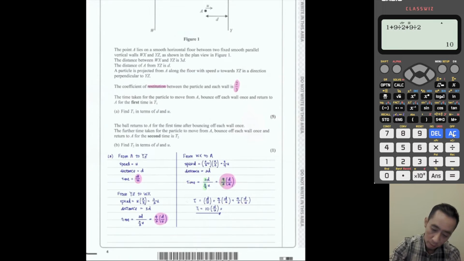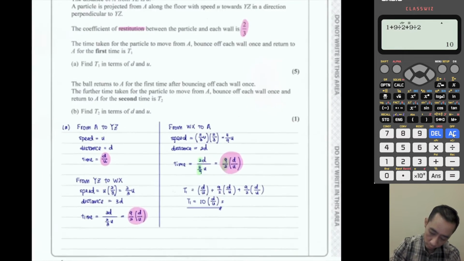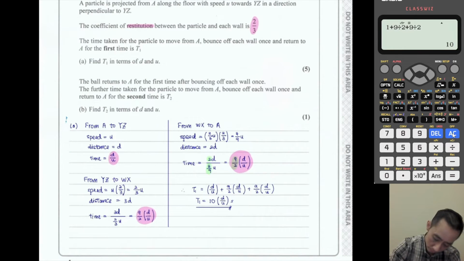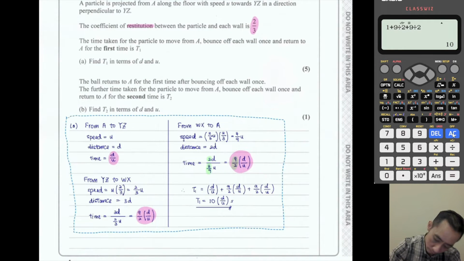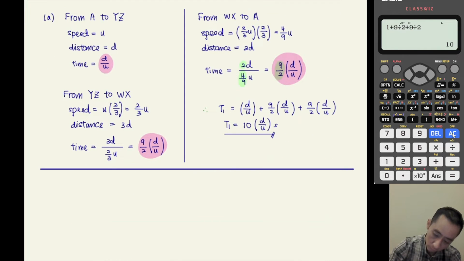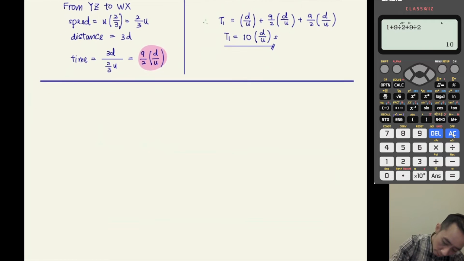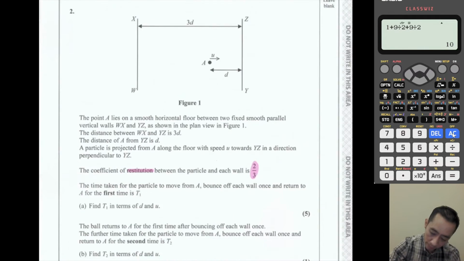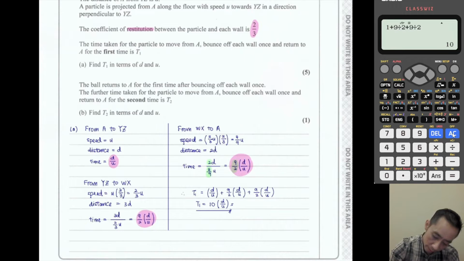Okay, so now for part B. Let me copy this whole thing here. So for B, basically we are asked to find when the ball returns to A for the first time after bouncing off each wall once. So the further time taken for the particle to move from A, bounce off from each wall once, and return to A is T2.